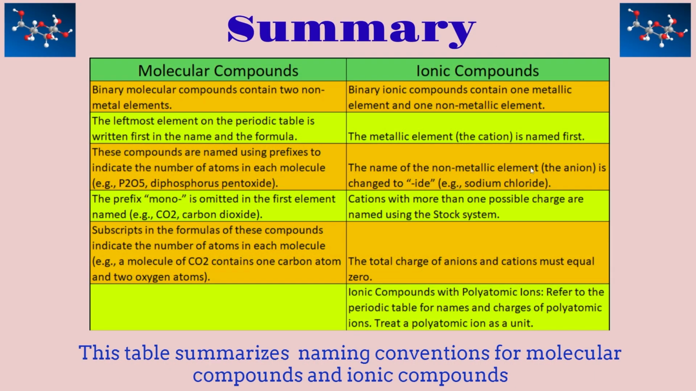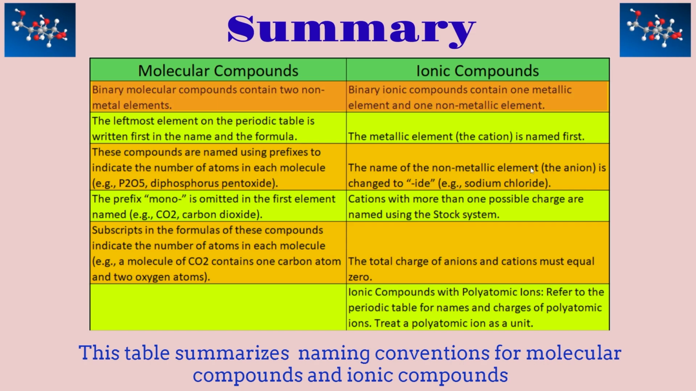So first of all, for a summary between these two, there is a table here that summarizes naming conventions for molecular compounds and also ionic compounds. For the first one, the difference between molecular and ionic: binary molecular compounds contain two nonmetal elements, and on the other hand, binary ionic compounds contain one metallic element and one non-metallic element. We covered more about this inside of our previous videos, so you can go check that video out if you're interested. So this is the first difference.